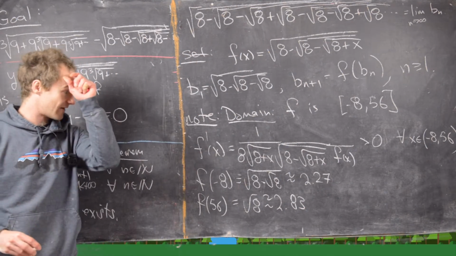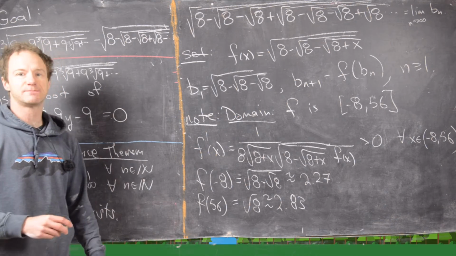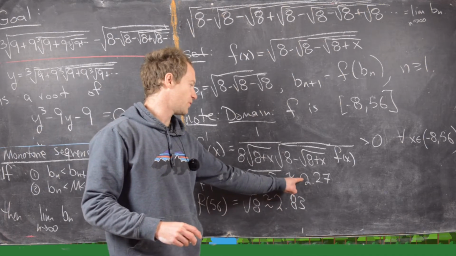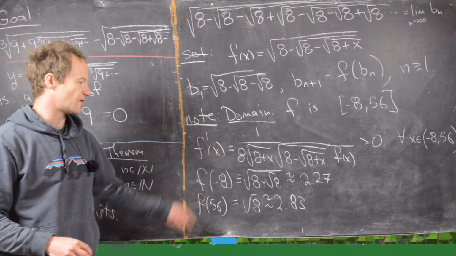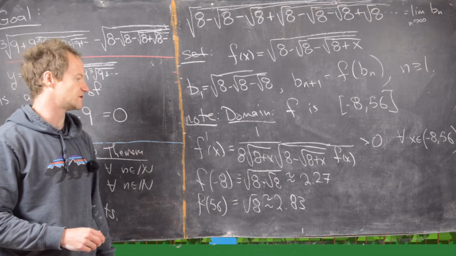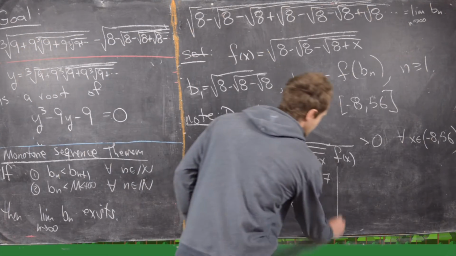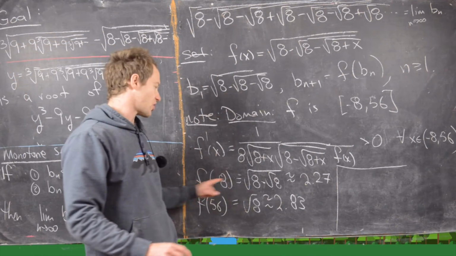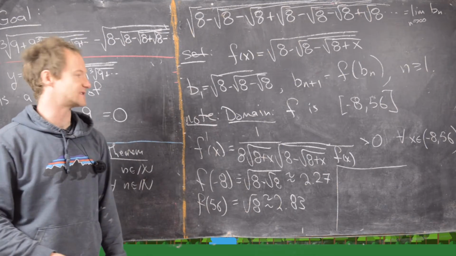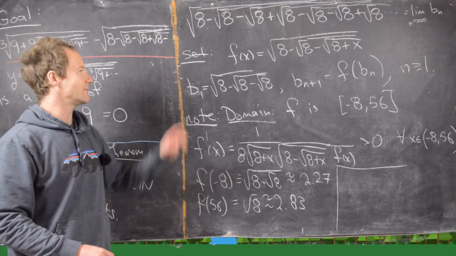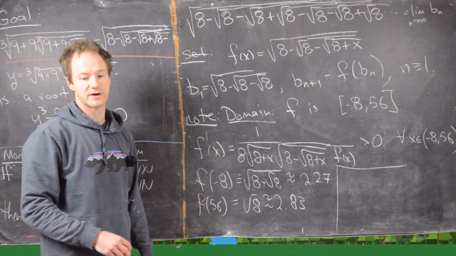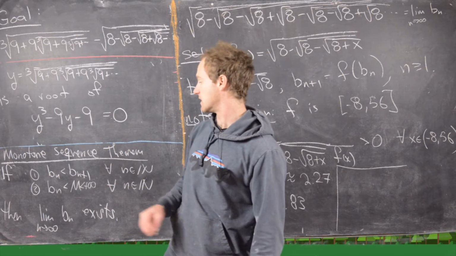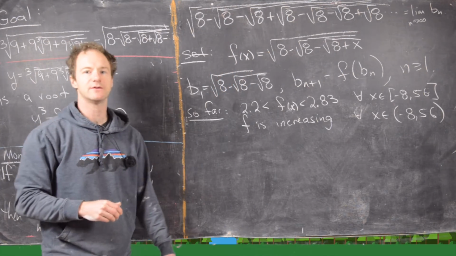So let's see what we have. We know that f prime is always positive, and it trends between 2.27 and 2.83. And I should say the function f trends between 2.27 and 2.83. So that means that we have a function which is always increasing. It starts at this number and it ends at this number. Okay, good. So I'm going to erase the board. I'll put that summary up there, and then we are ready to prove that this is going to be a monotone sequence.